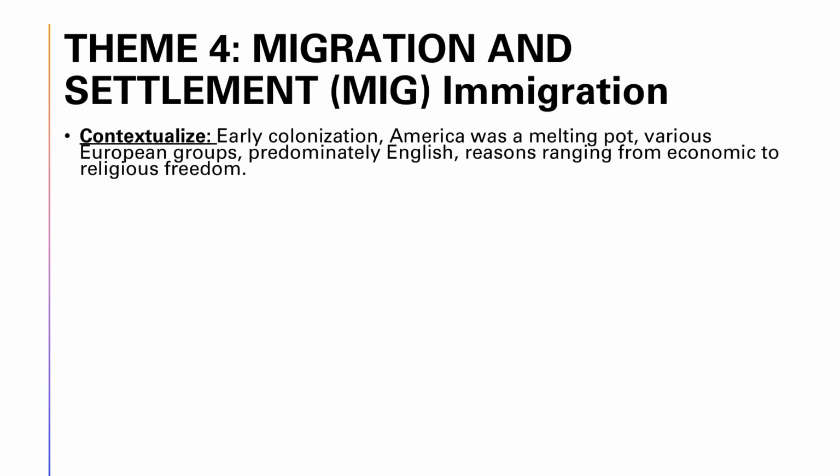Again, if I contextualize, I could go back to early American colonization. I can look at America as the great melting pot. Various European groups are coming here. We know predominantly it's English, but Swedes are coming, Germans are coming, Scot-Irish. Remember, Scot-Irish are not Irish, they're Scots people that lived in Ireland by British law. They were forced to live there. The Scot-Irish were the ones who really disliked government because of this. And the reasons they came range from economic freedom to religious freedom.